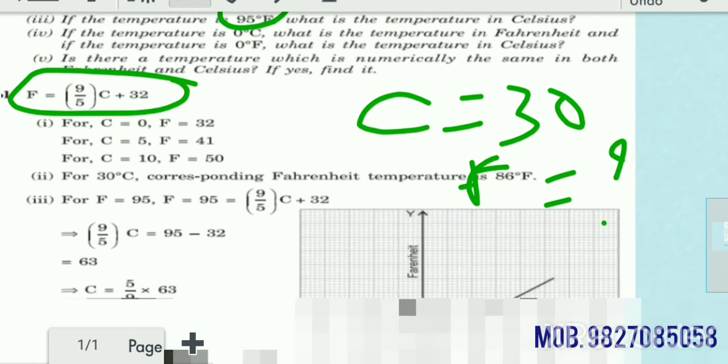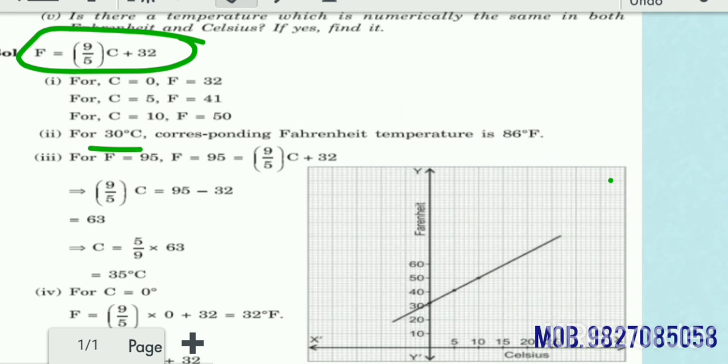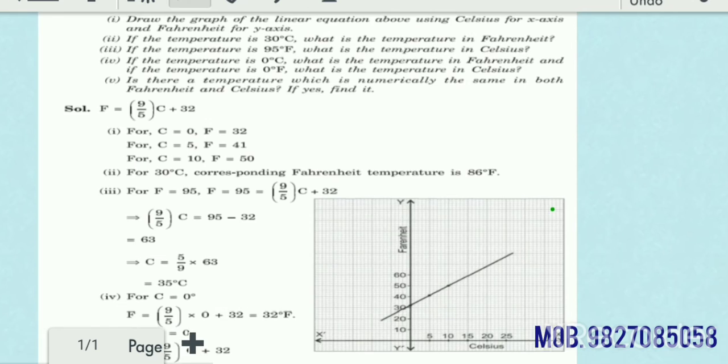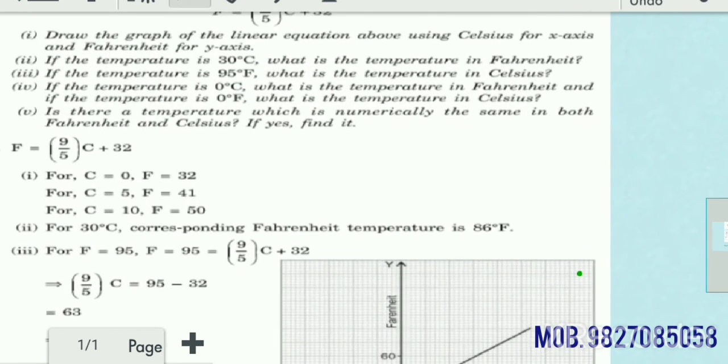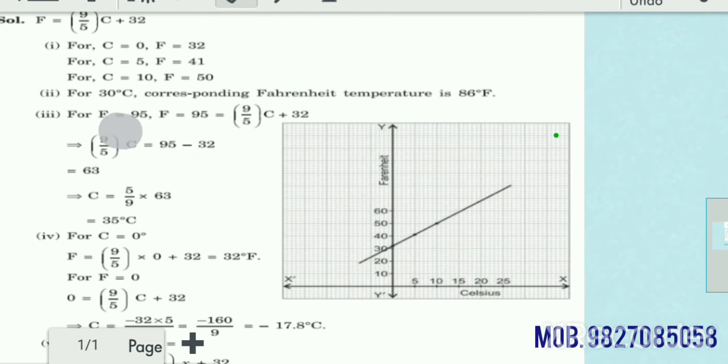Okay. So for 30 degree temperature, the value of F will be 86. And now again next question, if the temperature is 95, meaning the value of F is given as 95, find the value of C. Again we have to put F is equal to 95 in this equation and the value of C we get is 35 degrees.